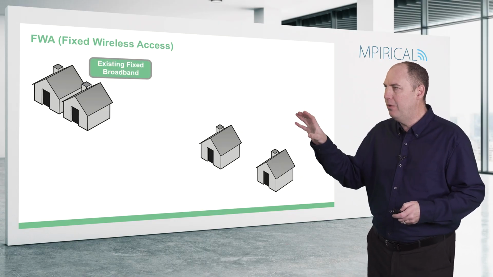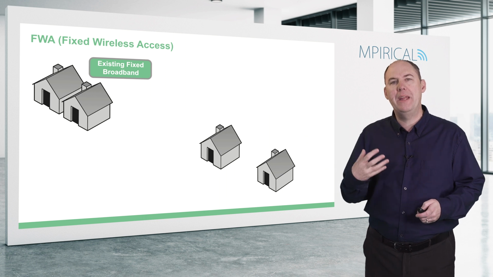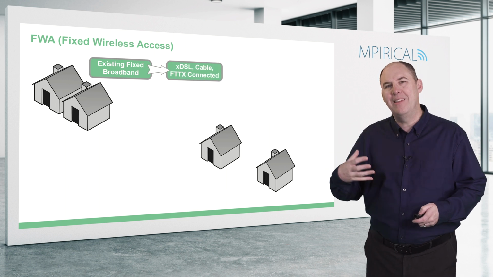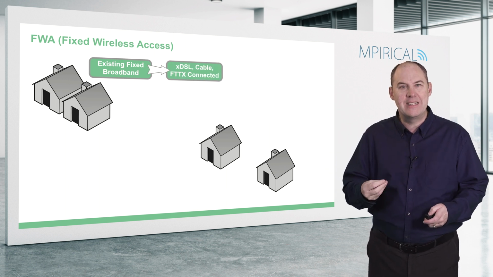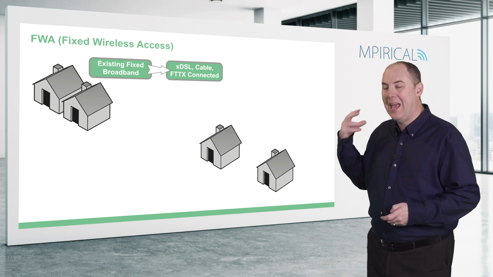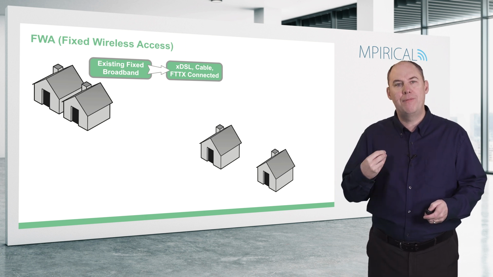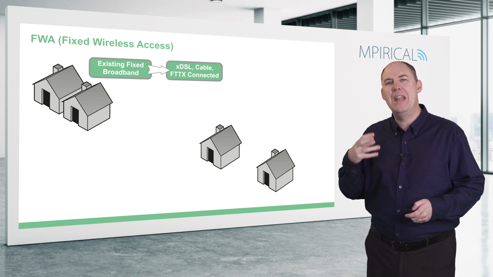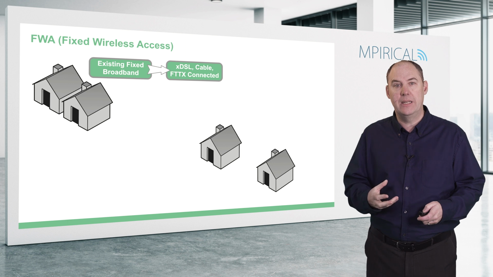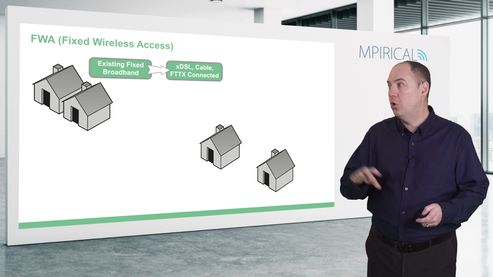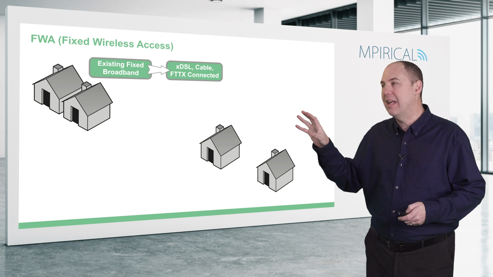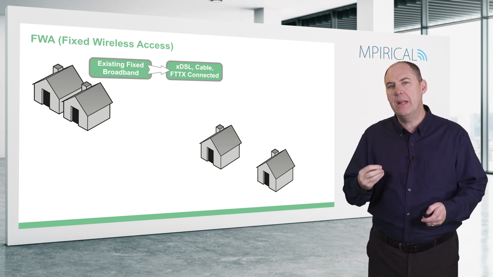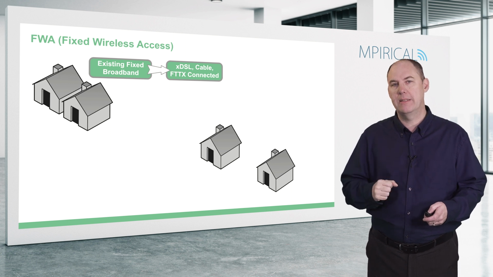In this example, a couple of these residential homes already have connectivity to broadband. So they have either a digital subscriber line, a DSL or XDSL connection. They may have cable. They may have some form of fiber connection, fiber to the home, for example. And that is already providing an element of broadband connectivity. Now, fixed wireless access could, in theory, enhance that, especially if they're using a DSL or a cable-based system. You may get a better performance through fixed wireless access.